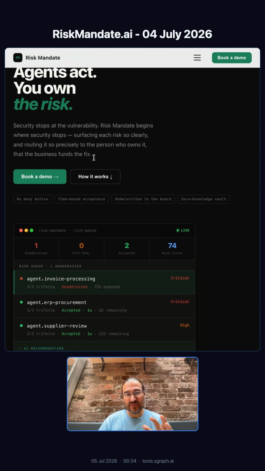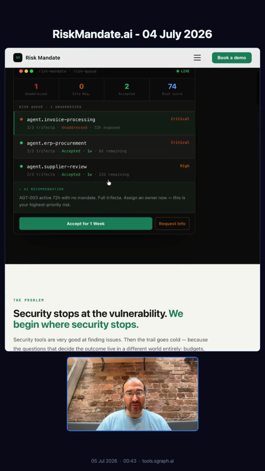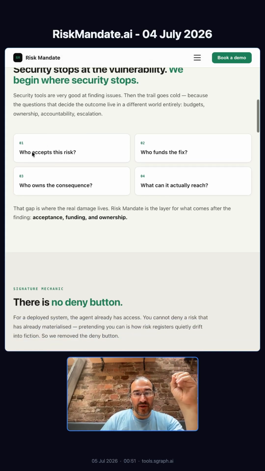And the idea is to map the risk so clearly that it becomes very easy to see who owns it and eventually who funds it. So we play around with this UI, but the key here is that instead of just capturing vulnerabilities, we want to capture who accepts the risk, who funds the risk, who owns the consequence, and what it can actually reach.